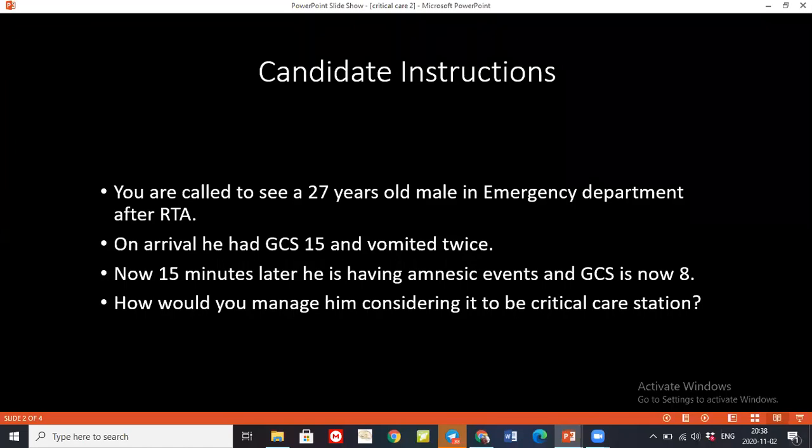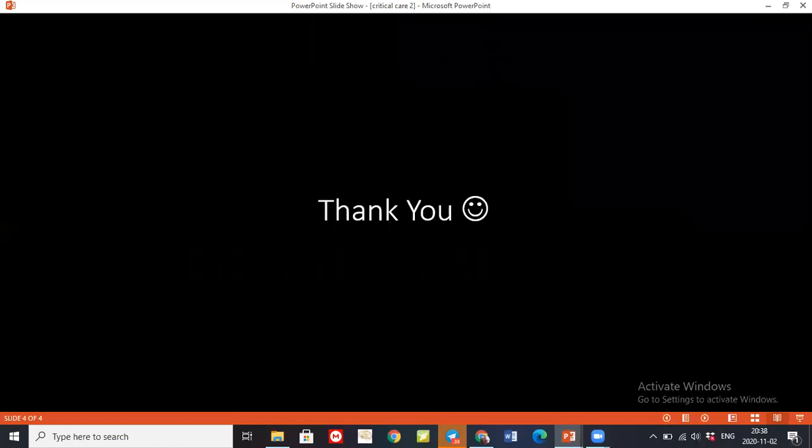Very good. Excellent. And who would you involve in the management of this patient? We would involve a neurosurgeon and also a cardiologist and the critical care team, of course, with the ITU specialist. Very good. Excellent.